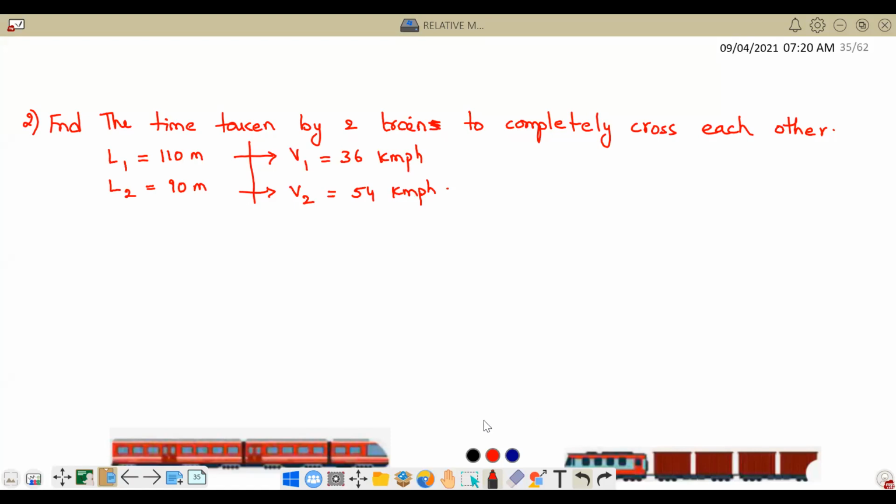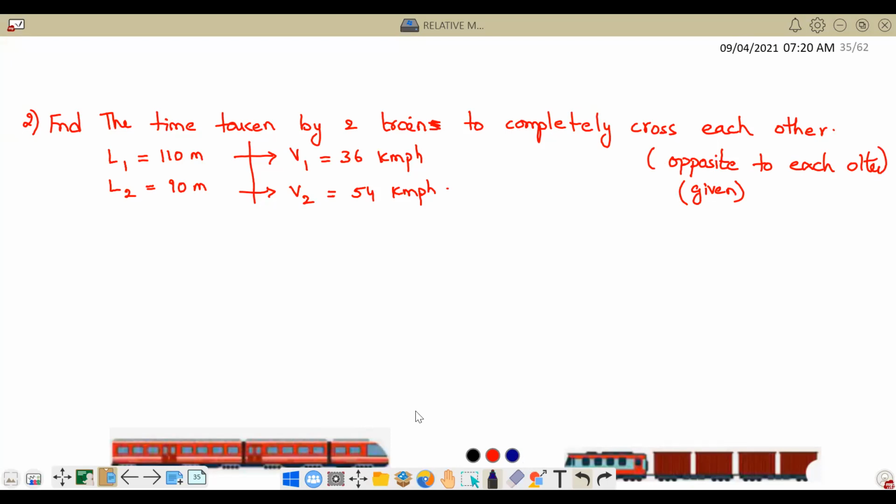They won't give which train is on which side and all. In the problem they'll just give data like this only. So from the data we just understand the time taken by two trains to completely cross each other. Of course, initially they are traveling opposite to each other. That also they'll give here. Traveling opposite to each other. This is also given. And the data of these two trains is given.